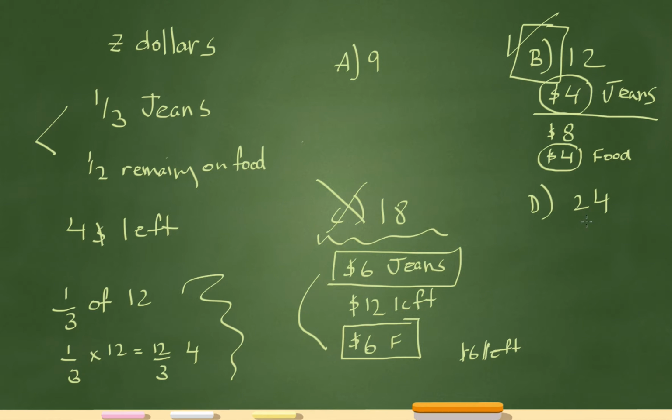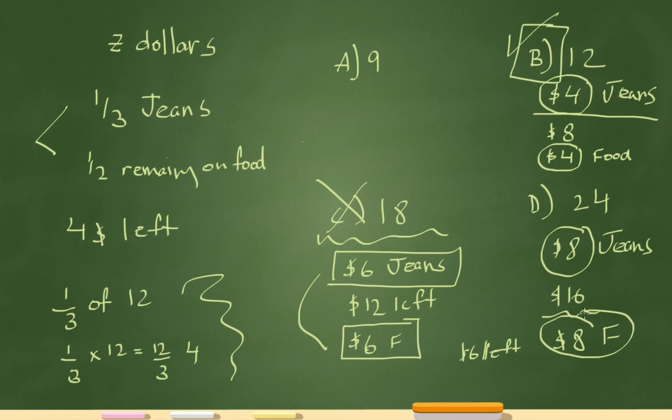If she spent one third on jeans, one third of 24 is 8. 24 minus 8 is 16. So 16 left over. Out of that 16, she spends half on food. So 8 on food, 8 on jeans, 8 on food. That's 16. 24 minus 16 is 8 left. So D wouldn't have worked out.